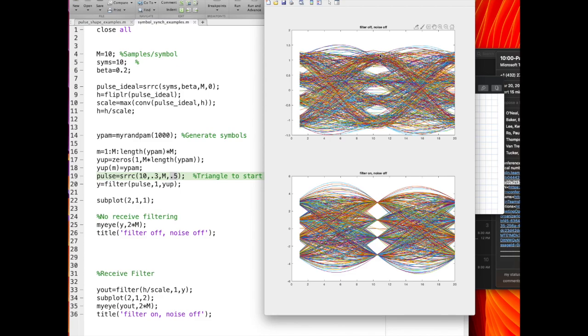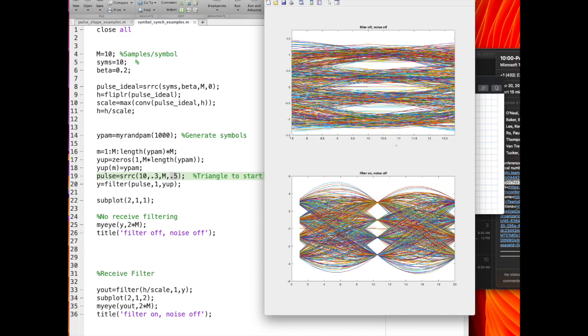All right, so the first of these plots is an eye diagram, and the eye is open the widest at, you can kind of zoom in here and tell, the eye is open widest at about 10.5. Okay, so a fractional sample value, not at 10, not at 11, at 10.5 is where it's open the widest. This is the case where we don't have receive filtering.